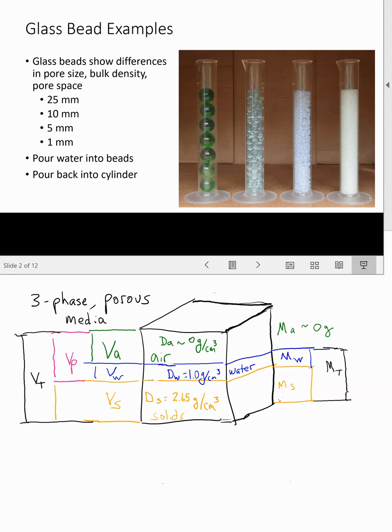We continue with our example using glass beads as a model for the soil, our three-phase porous media. We do this because the soil particles are often too small to see, as are the pores in those soils, particularly in the aggregates. So with our 25 millimeter glass beads, we see that there are large spaces between the large particles. And we see that the spaces get sequentially smaller just as the particles get sequentially smaller.